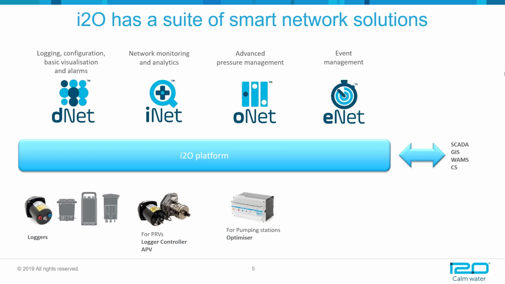We now offer 4 smart network solutions: DNet, our data collection solution; iNet, our data visualization solution, which allows our clients to gain maximum insight from data gathered from their network; ONET, which is our optimization solution. ONET enables you to remotely control and automatically optimize pressure at PRVs and pumps across your entire network. And last but not least, eNet, an event management solution that enables everyone to play their part in efficiently diagnosing and resolving large and small events wherever they are.